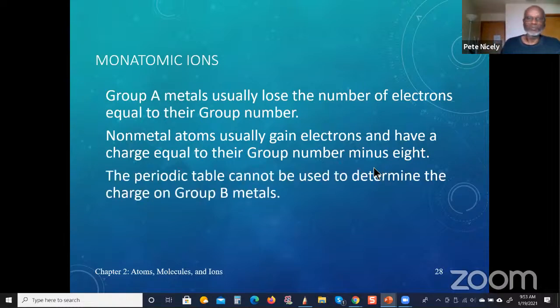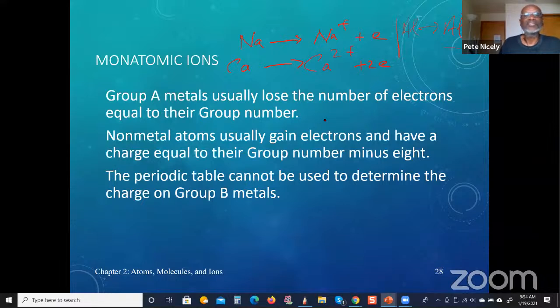So for example, before I move on to transition elements, sodium is in group 1A, so sodium will lose 1 electron to form the sodium ion. Calcium is in group 2A, so calcium will tend to lose 2 electrons to form the calcium 2+ ion. And let me see if I can squeeze it in over here. Aluminum is in group 3A, so it will lose 3 electrons to form the aluminum 3+ ion, all right?